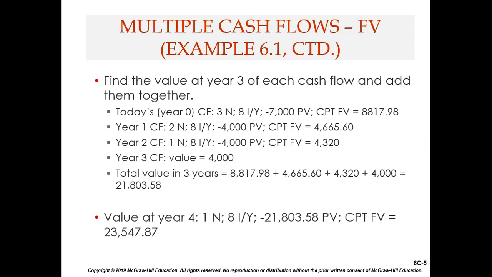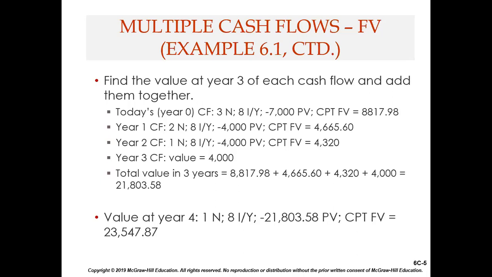Now you could go back to Chapter 5 and use your formulas, or you could use your finance calculator. Whichever way, what you're calculating is the future value. So I'm going into my calculator, and in the finance function, I'm putting N is 3, I is 8. Present value, they tell you to put it in as a minus 7,000. And I'm going to arrow down and Alpha, Enter, to get $8,817.98.